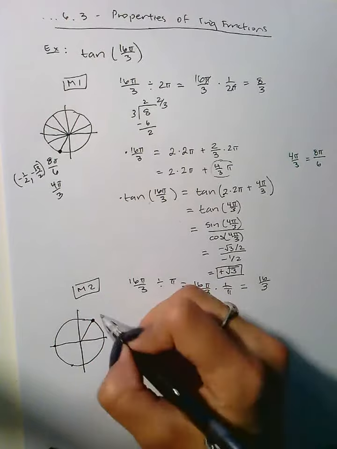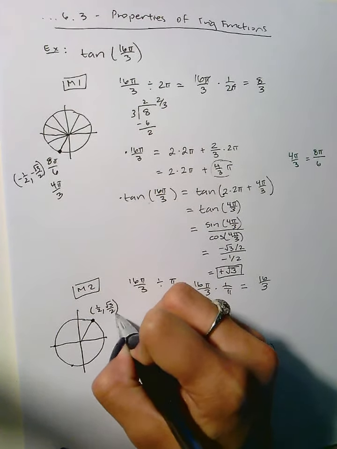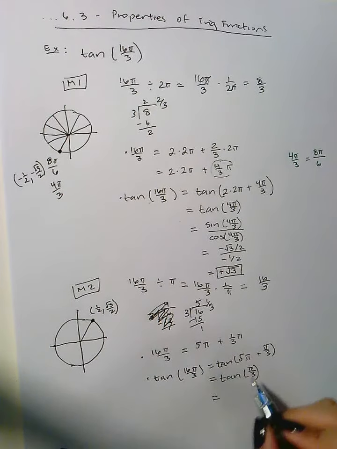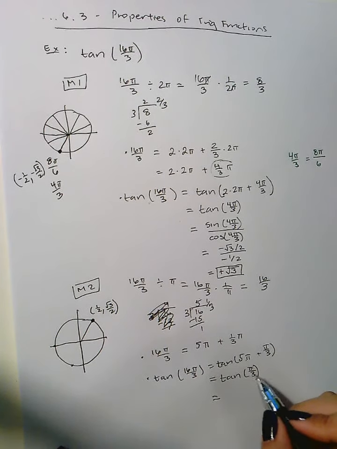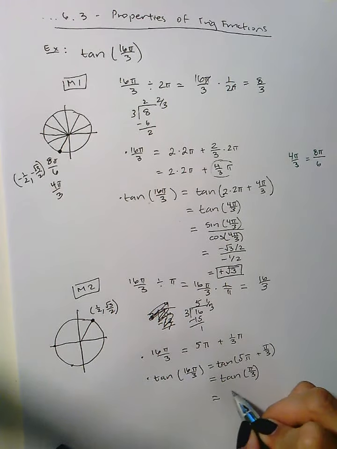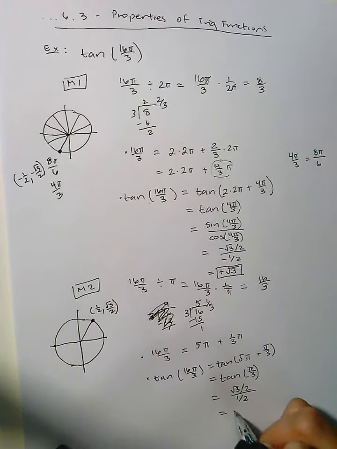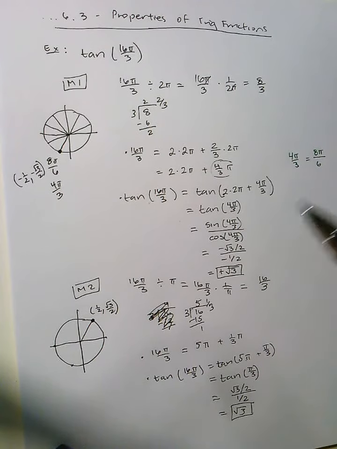So for pi over 3, my point is 1/2, radical 3 over 2. That means that tangent of pi over 3 is equal to sine of pi over 3 over cosine of pi over 3, which is equal to radical 3 over 2 divided by 1/2. So this is equal to radical 3. So again, we get exactly the same solution as what we got when we were using the full revolutions.